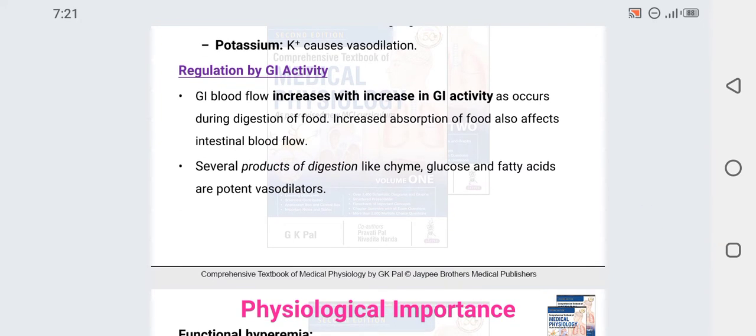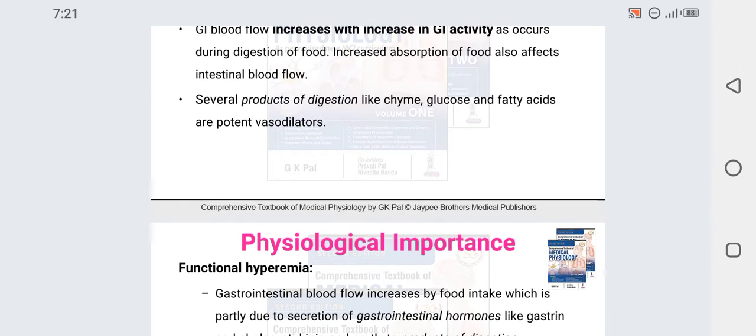Third comes regulation by GI activity. GI blood flow increases with the increase in GI activity as occurs during digestion of food. Increased absorption of food also affects the intestinal blood flow. There are several products of digestion like chyme, glucose, and fatty acids. These are potent vasodilators.